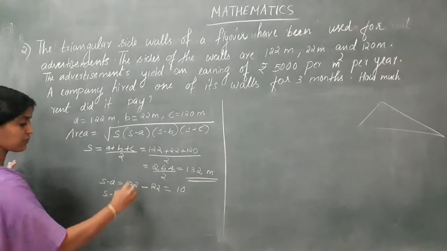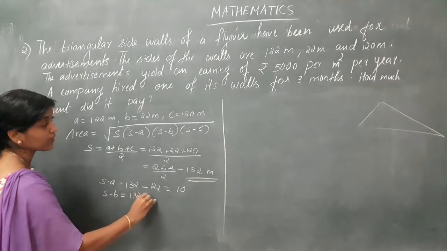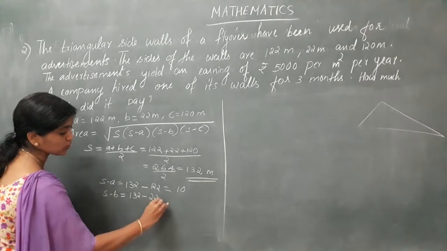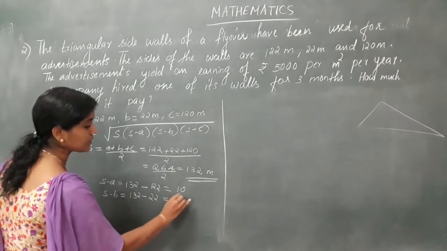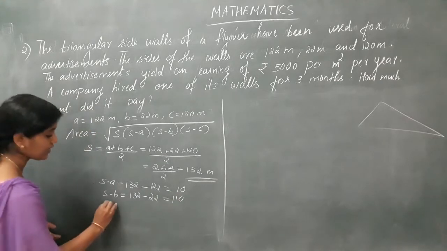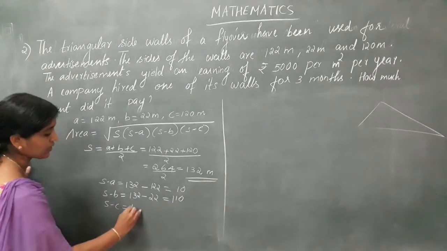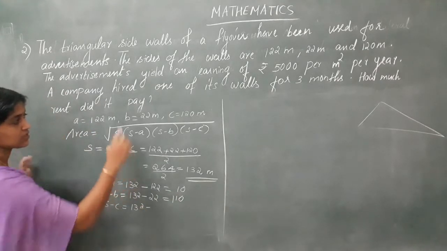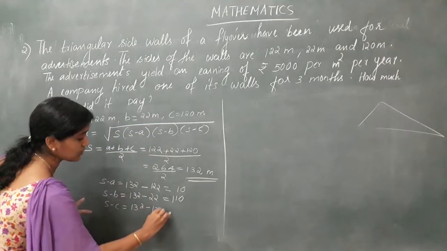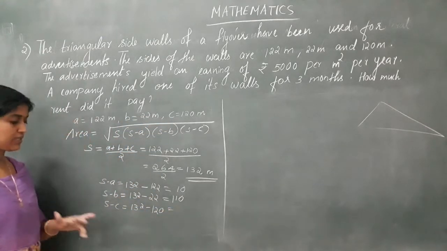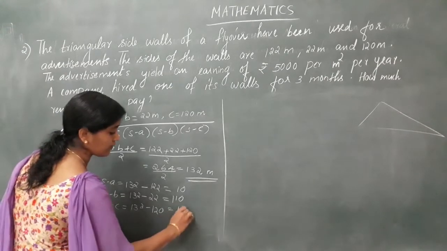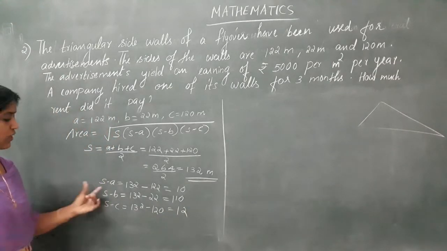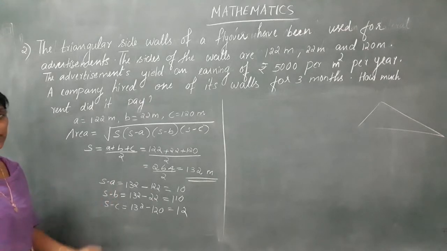Next, it is S minus B. What is S minus B? 132 minus, B is 22. 132 minus 22 is 110. Then S minus C. 132 minus, C is 120. So what do I get here? 132 minus 120, so I get here 12. Clear? So S minus A, S minus B, S minus C, I got.